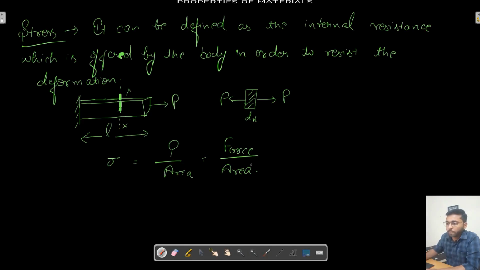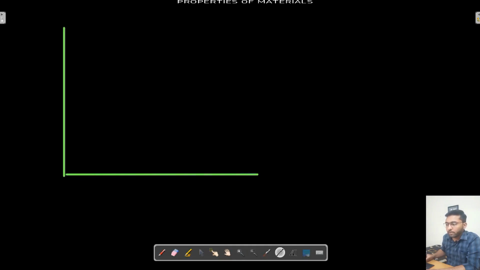Now let us continue our discussion. We had discussed about the stress, we had discussed about the strain. Now we will be discussing about the stress strain relationship, which can simply be obtained with the help of this stress strain diagram.